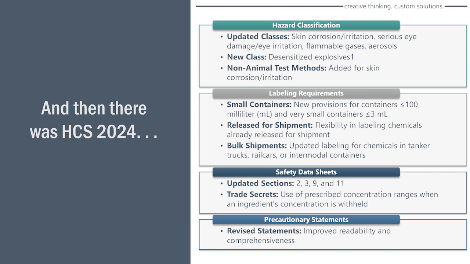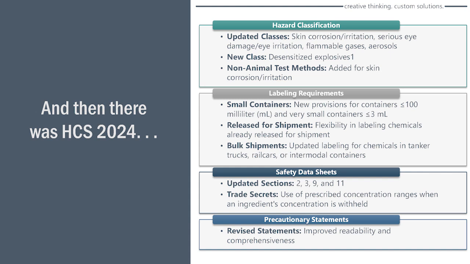Under hazard classification, they have updated the classes of skin corrosion/irritation, serious eye damage and eye irritation, and flammable gases and aerosols. They've updated those classes to have more specific descriptions. We won't get into how to write an SDS today, so we're going to talk a little bit about some of those changes, but we're not going to get too deep into it. There is now a new class, desensitized explosives. Non-animal test methods were added for skin corrosion/irritation. So a lot of the changes were to how you write that SDS and how your chemicals get classified if you're a manufacturer.